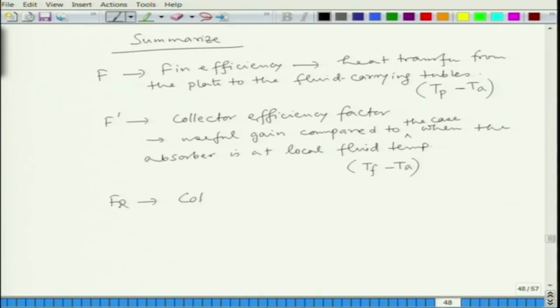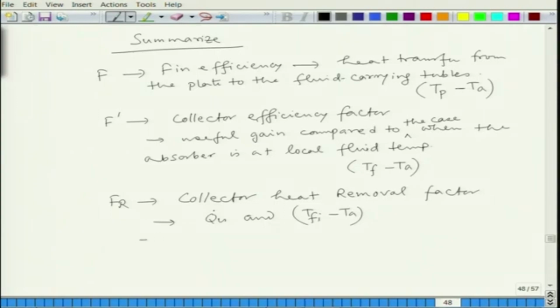And the collector heat removal factor, this is the new one, brings this Qu, and it relates Qu and this Tfi minus Ta. So, we are not interested in the fluid temperature anywhere, but the inlet. Okay, that is how the Fr came into picture.